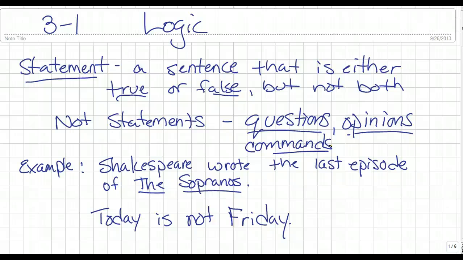Okay? Two examples of this. Shakespeare wrote the last episode of The Sopranos. That is a statement. Okay? The other one is, today is not Friday. That is also a statement. Now, they may be true, they may be false, but they're still statements. Okay?